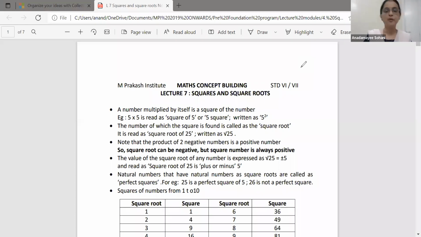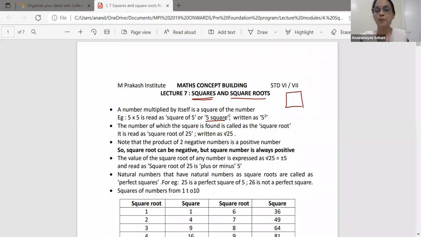It's 7 o'clock, so let us start. We are starting with a fresh topic today, squares and square roots. Now I'm very sure all of you are very much familiar with this word. We also know this square, isn't it? Square in geometry, and this is the square of numbers.